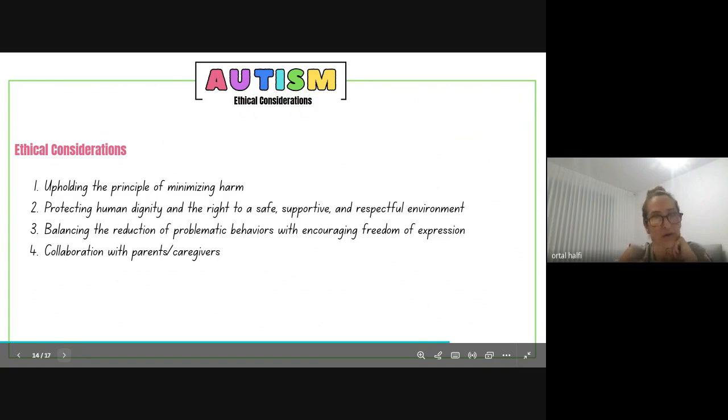Four, collaboration with parents or caregivers. Intervention should be conducted with complete transparency through parents, like explaining intervention plans clearly and updating informed consents, or fully sharing relevant information.